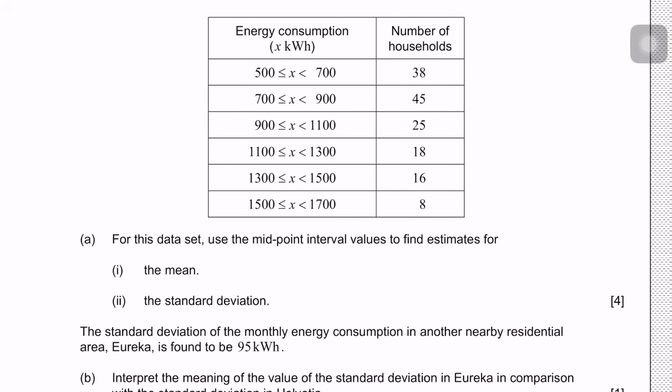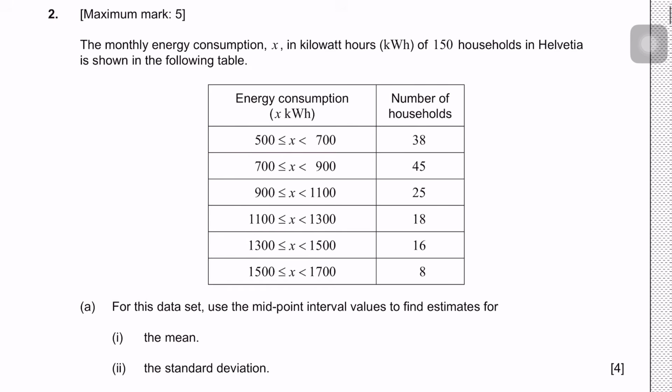Part A. For this data set, use the midpoint interval values to find estimates for first the mean and then the standard deviation. All right, so the mean is the average, and in this case we want to find the average energy consumption for these 150 households. Given that we have this frequency table broken up into class intervals, we don't actually know the consumption of the individual households, but we do know how many belong to each class interval, or how many households are within such and such a range.